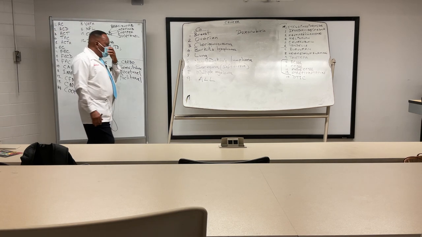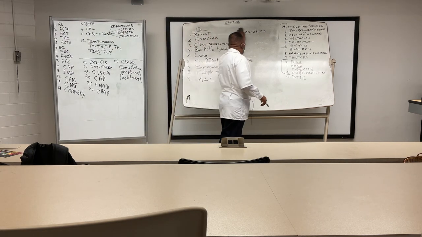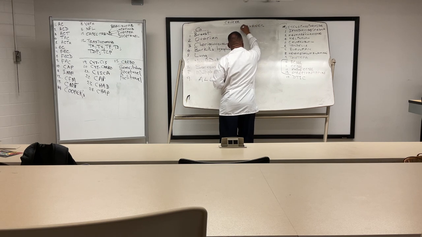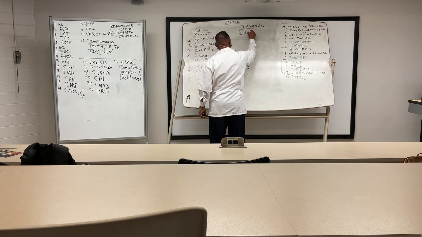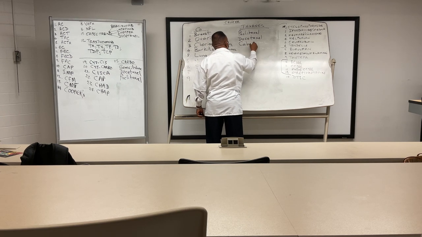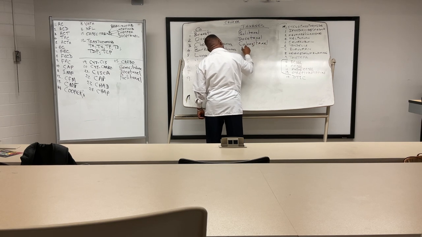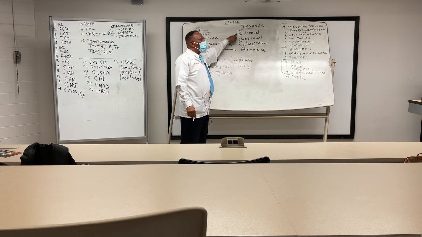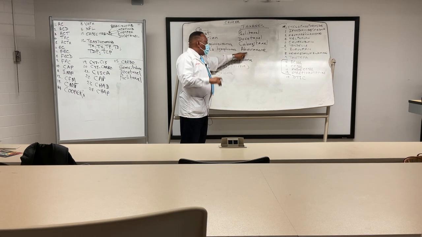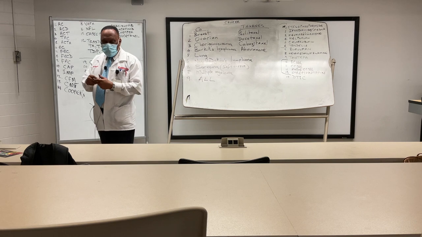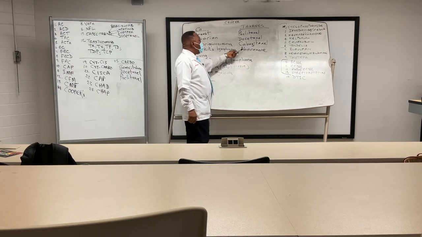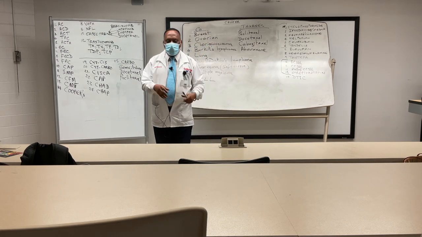Docetaxel is one of your taxanes. So you have paclitaxel and you have docetaxel and you have cabazitaxel. That's another one. You have abraxane. Abraxane is actually a different formulation of paclitaxel that does not use a solvent that often causes reactions, you know, hypersensitivity reactions and stuff. So abraxane is like paclitaxel, but without that solvent.